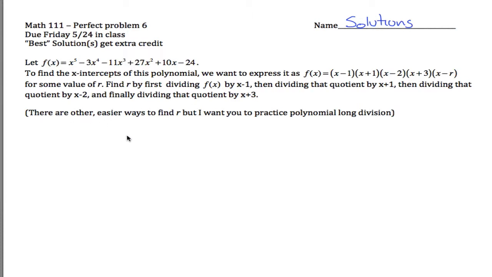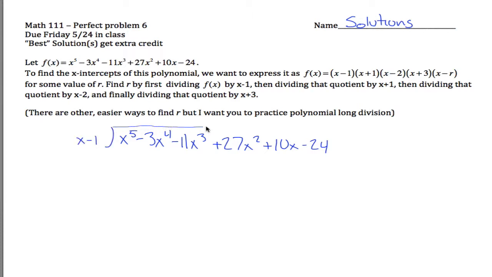So first we're going to take this polynomial, this x to the 5th minus 3x to the 4th minus 11x cubed plus 27x squared plus 10x minus 24. We're going to divide it by x minus 1. Okay. Set this up, polynomial long division.